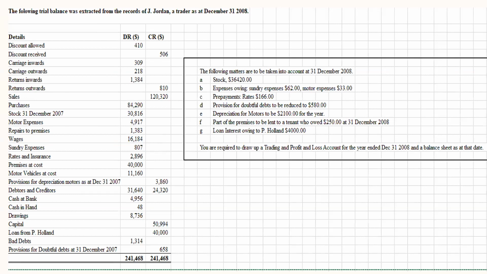The name of the business is J. Jordan. So you're preparing a trading and profit and loss account, also called the income statement, and the balance sheet as at this date. I hope you all were able to attempt it. We are looking at that today.